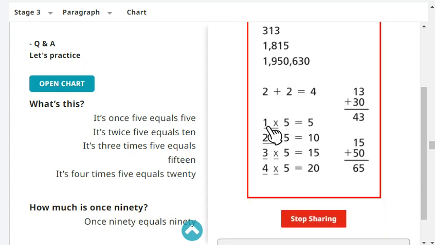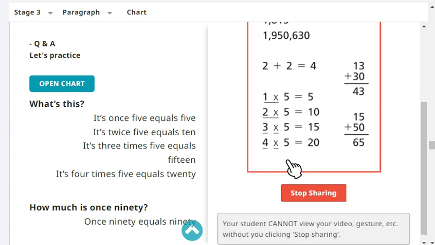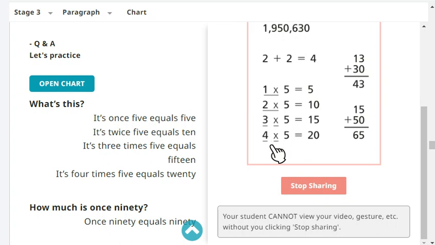What's this? It's once five equals five. What's this? It's twice five equals ten. What's this? It's three times five equals fifteen. What's this? It's four times five equals twenty.